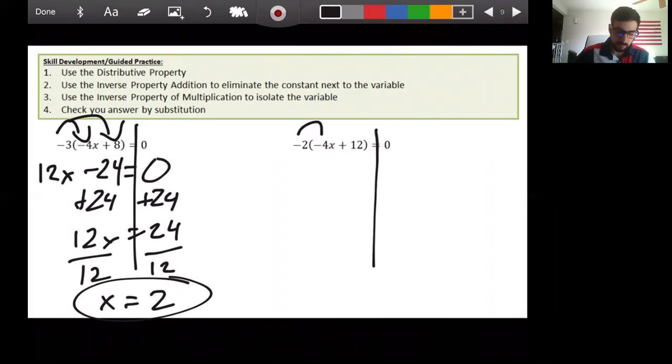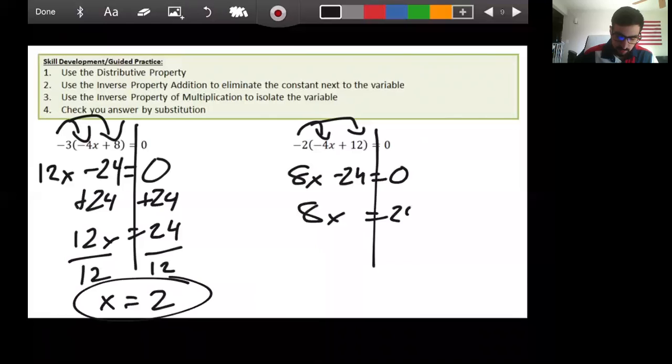One on the right, distribute, distribute. 8x minus 24 equals 0. 8x is going to be equal to 24 once I add 24 to both sides. Divide by 8, divide by 8, x is equal to 3.